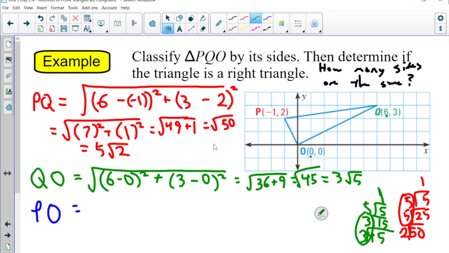All right, now, key question here. The key question here, do we have a match? No, we don't. Right? Because we have 3 square root of 5, we have 5 square root of 2, or we have square root of 50 and square root of 45. Guess what? Not the same. So these two sides are not congruent. They're not the same. So we do not have a match. But let's look at our distance from P to O and see if we have a match.